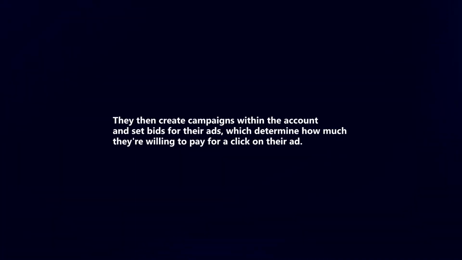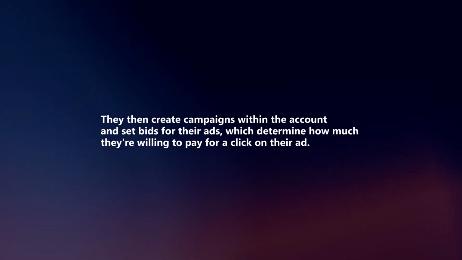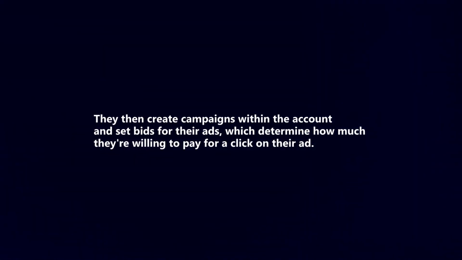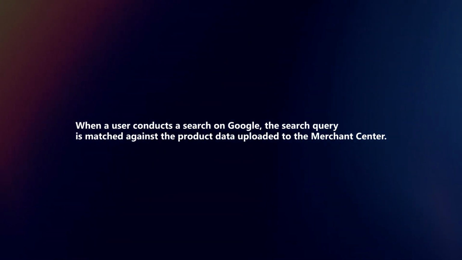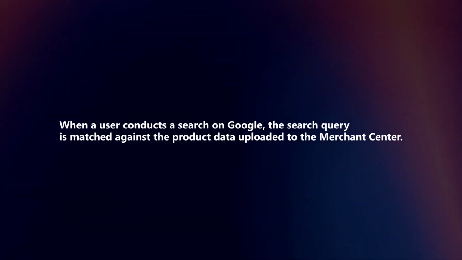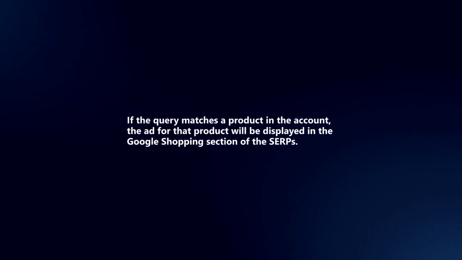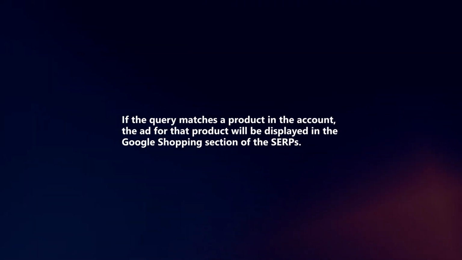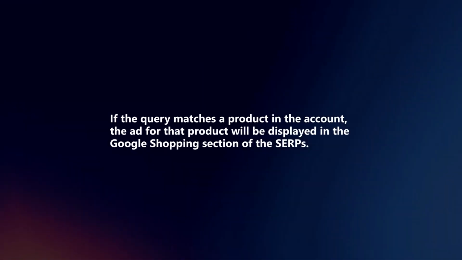They then create campaigns within the account and set bids for their ads, which determine how much they are willing to pay for a click on their ad. When a user conducts a search on Google, the search query is matched against the product data uploaded to the Merchant Center. If the query matches a product in the account, the ad for that product will be displayed in the Google Shopping section of the SERPs.